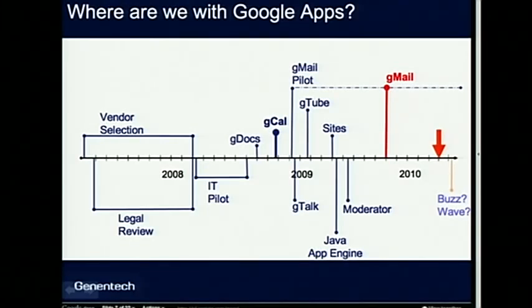So putting that into perspective, to give you an idea of where we are with Google Apps and where we've come from over the last year and a half, back in 2008, we realized that we had a big problem on our hands in our email infrastructure and calendaring infrastructure. So we started looking at different vendors in the space to figure out what we were going to do to fix the problem. And of course, since we have such a wide variety of platforms that we have to support, whatever we implemented had to be able to support that. And that's where Google came into the picture.